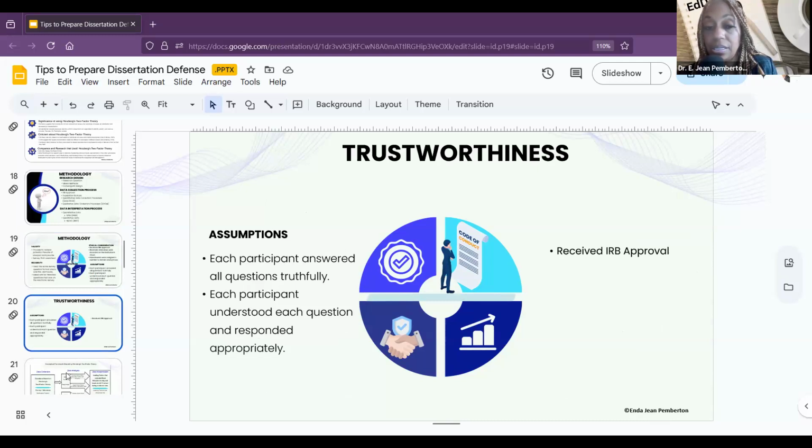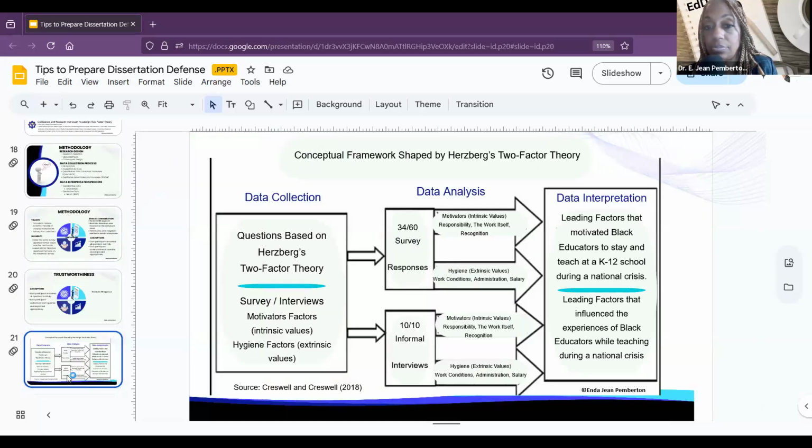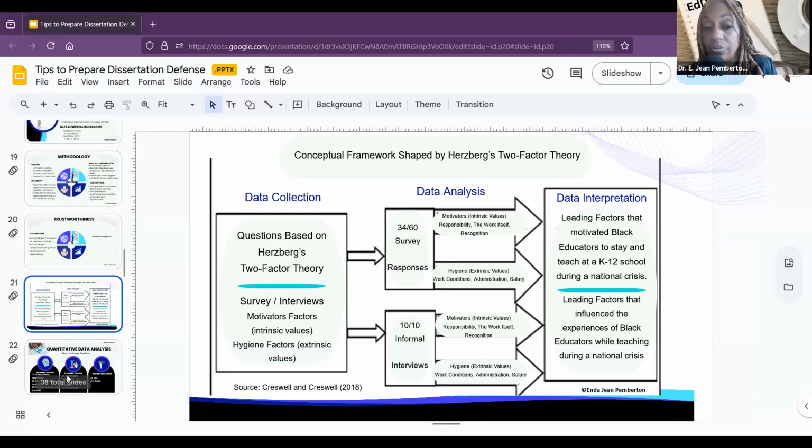All right. So now the next thing I shared in this section, and I talked about it as well, is the conceptual framework. Again, it was shaped by Herzberg's two-factor theory. I used Creswell and Creswell's framework to build a model, and then I designed it so that it would fit and help me to get the type of data information that was necessary for me to move forward and analyze my data.